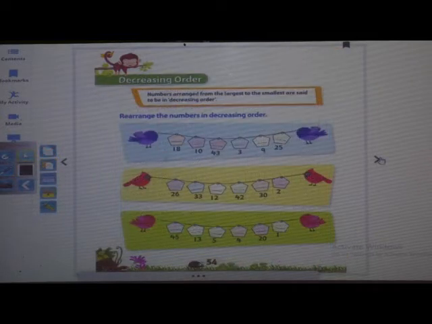Here we are going to learn decreasing order. Just now we have learned increasing order. Now we are going to learn decreasing order. Numbers arranged from the largest to the smallest are said to be in decreasing order.